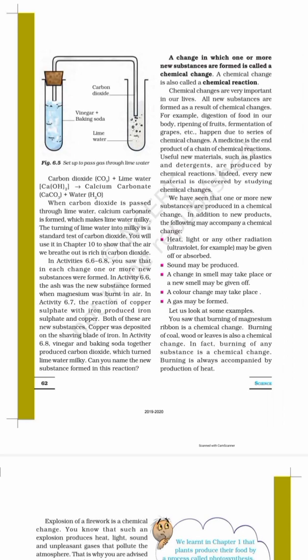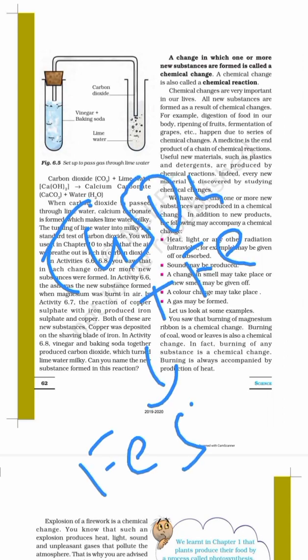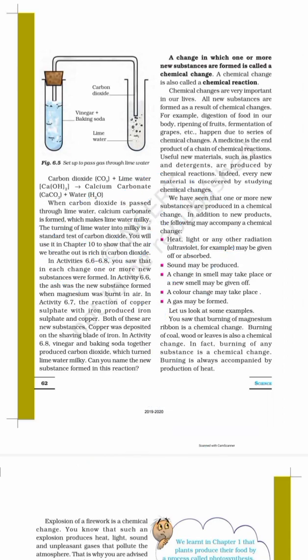So in these activities, what did you learn? You learned that if a new product is formed, for example, copper sulfate and iron were there, and a new product was formed, iron sulfate and copper, so it is a chemical reaction. Secondly, if heat or light is given out, it is also a chemical reaction. If sound is coming, it is also a chemical reaction. If a color is changing or gas is releasing, it is also a chemical reaction.